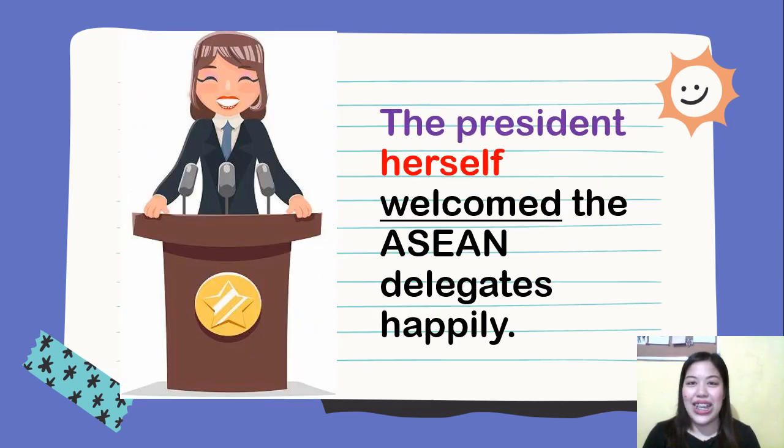Now let us take a look at our second example. "The president herself welcomed the ASEAN delegates happily." So our subject, or the doer, is no other than the president. Okay, and in this situation, she is a woman. So instead of using "himself," we used "herself." And she is also singular in number. That's why we used "self" instead of "selves." Intensive pronoun mostly occurs right after our subject, like in our example here. And the action "welcomed," or the verb, occurs after the intensive pronoun.